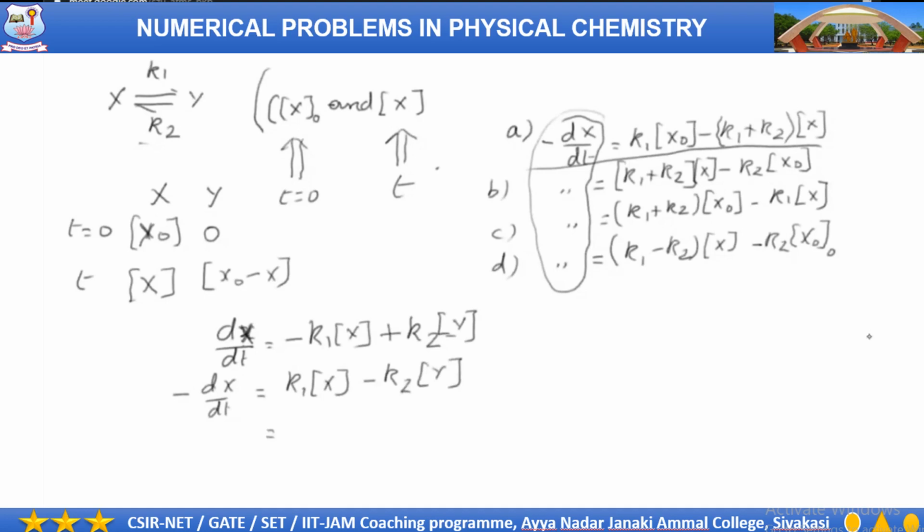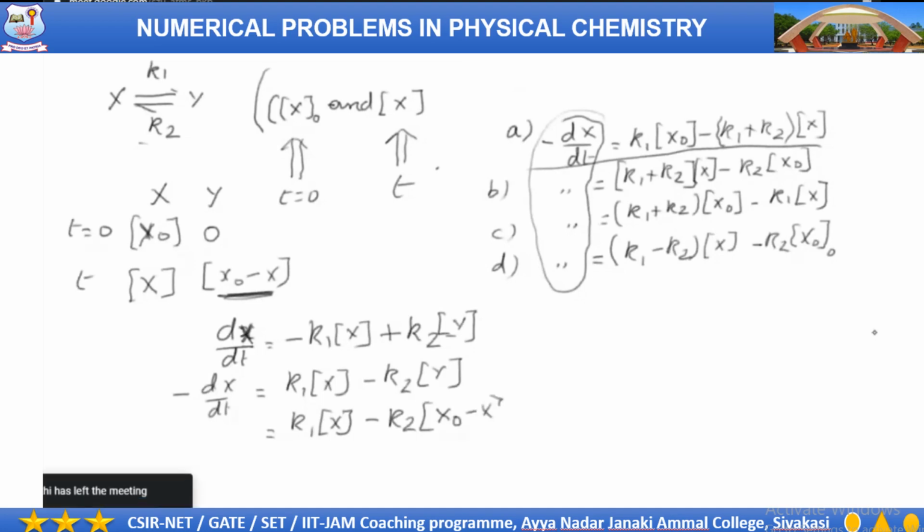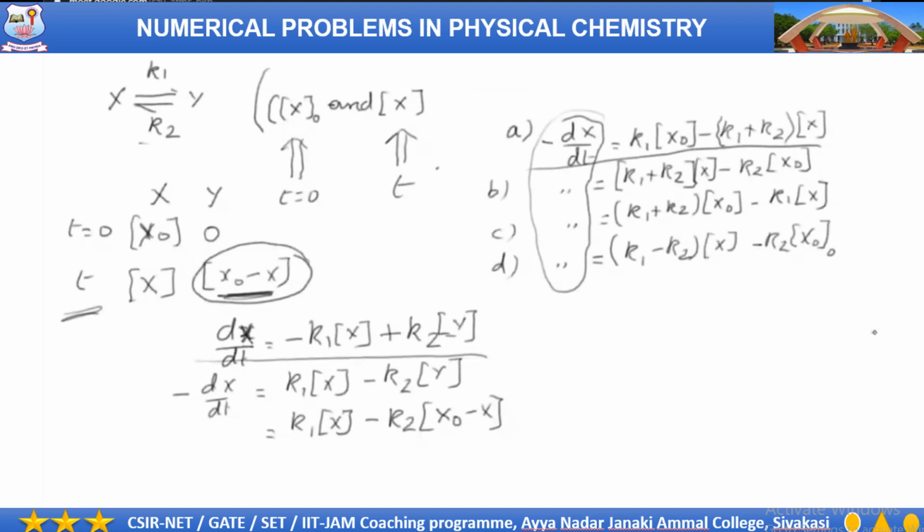Now, the excess concentration is x. Y concentration is x naught minus x. Therefore, substitute that: k1 into x minus k2 into (x naught minus x). Simplify and find out which is the correct answer. So the rule in this step is finding the Y concentration at time t, then writing out the formation equation, converting it into the disappearance equation.